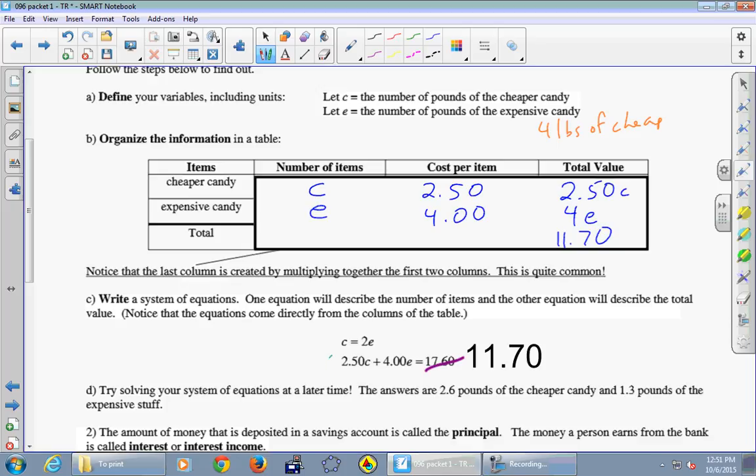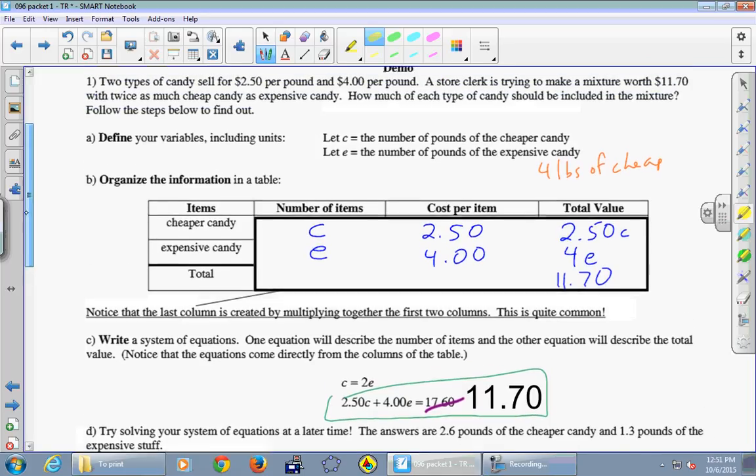So the equation we're going to get is just 2.5C plus 4E equals 1170. Can you guys fix the typo that I made there? That 1760 was a holdover from another version of this problem, and I missed it when I changed the problem. Okay, and then the other equation is going to come from the one piece of info we haven't used yet.